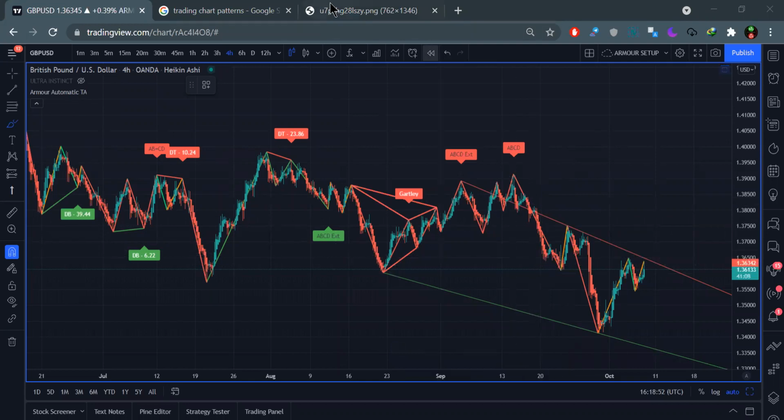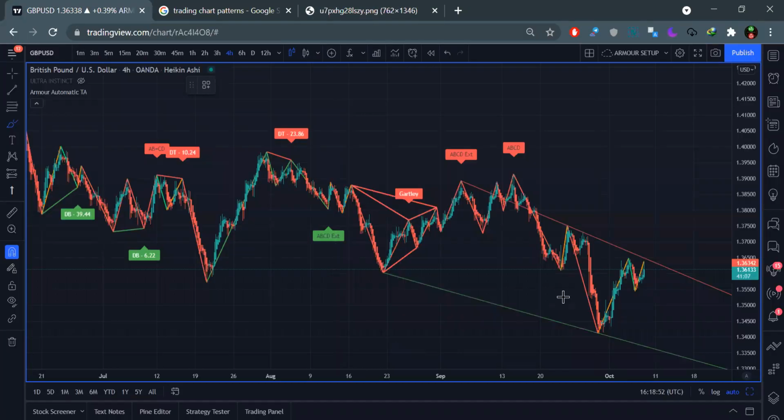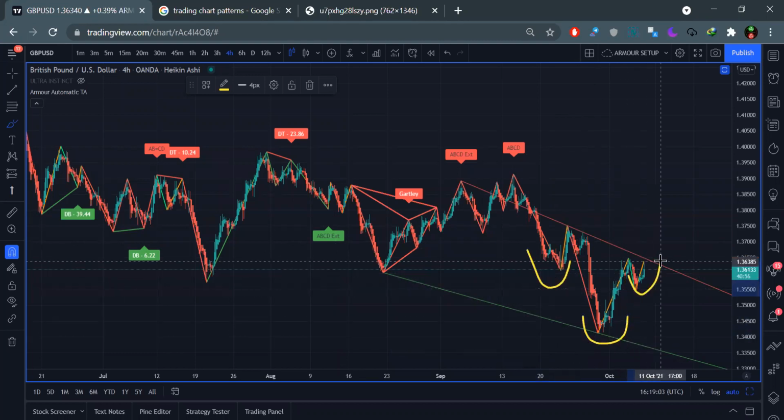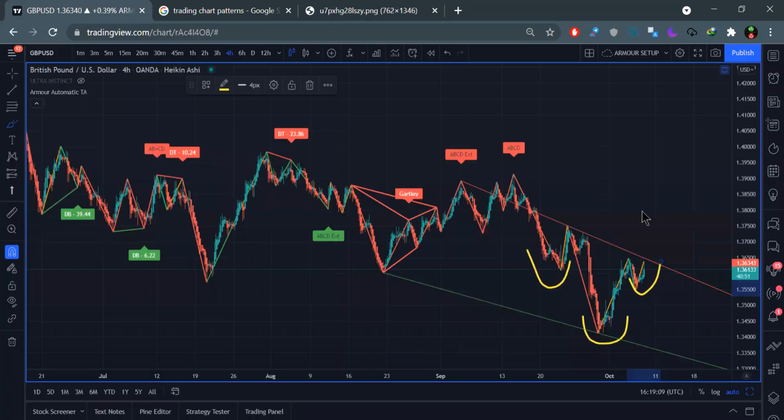So as we can see here, look, we have an inverse head and shoulders right here, and we can see another inverse head and shoulders right here. See, we can see the neckline here, right here, and here. Look, neckline, and here is the entry. So we need to enter it after the breakout of the neckline.